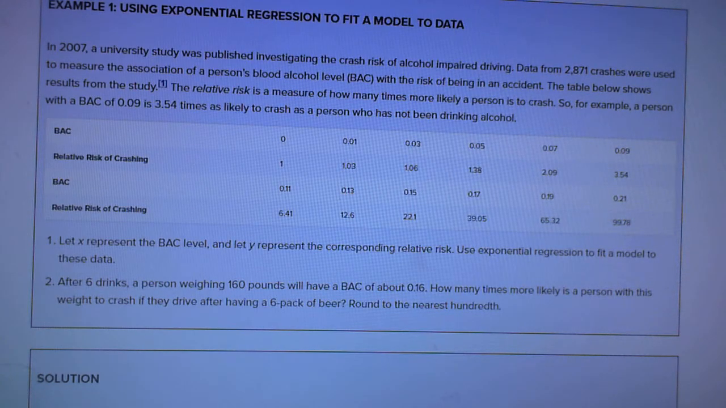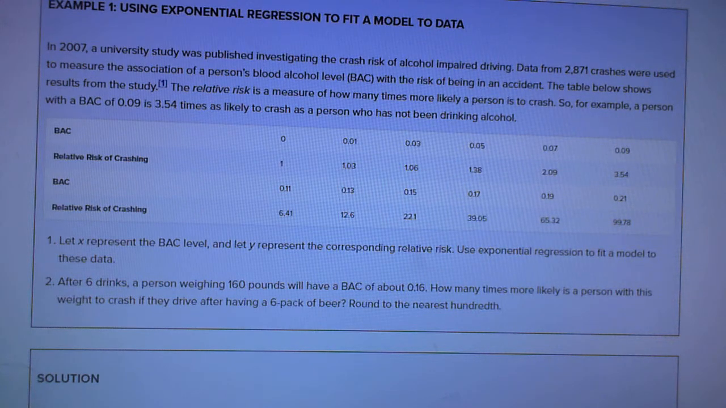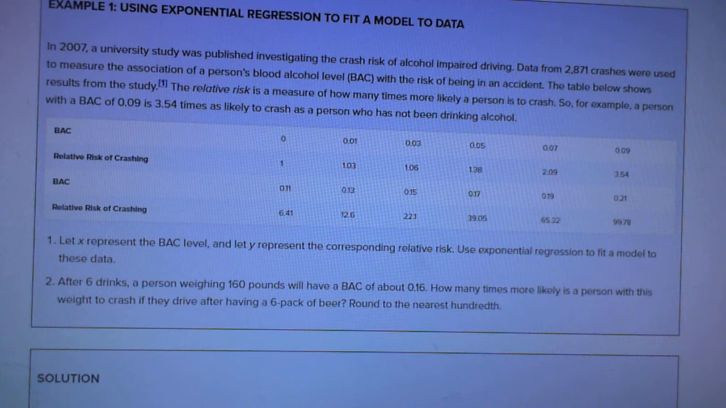So let's look at a regression example using exponential data. Here we have a 2007 university study was published investigating the crash risk of alcohol-impaired driving. Data from 2,871 crashes were used to measure the association of a person's blood alcohol content with the risk of being in an accident. The table below shows the results from the study. The relative risk is a measure of how many times more likely a person is to crash. So, for example, a person with a blood alcohol content of 0.09 is 3.54 times as likely to crash as a person who has not been drinking alcohol.